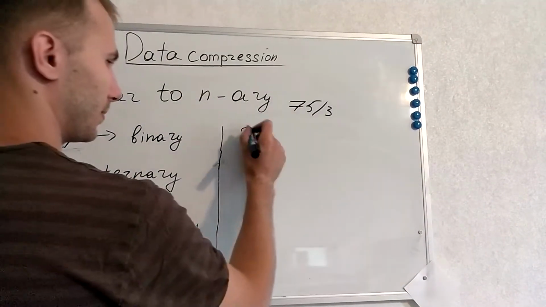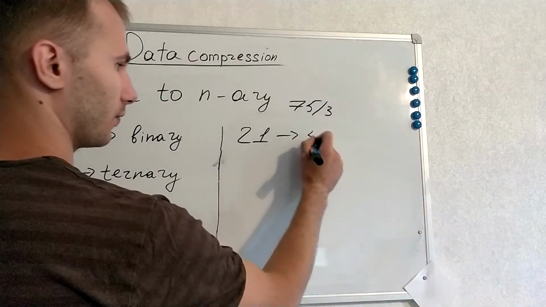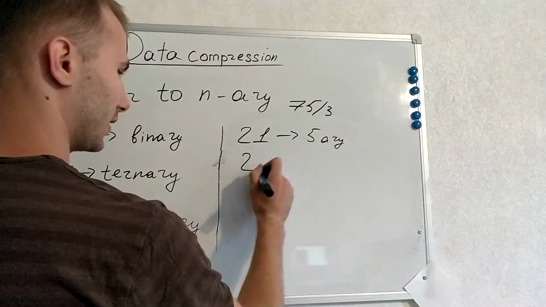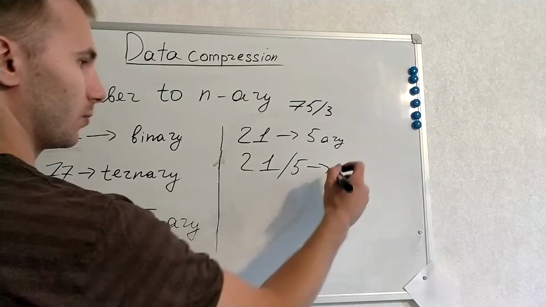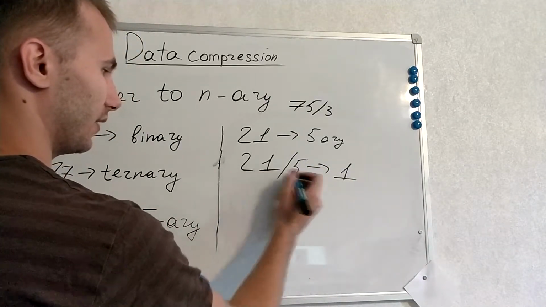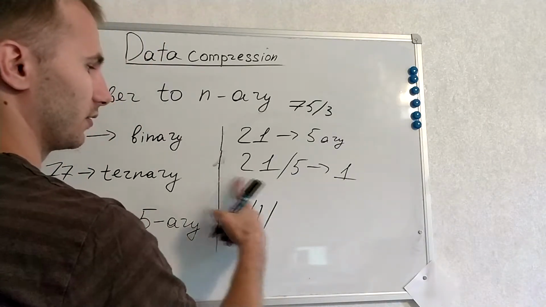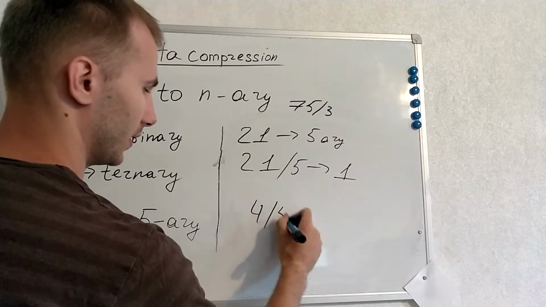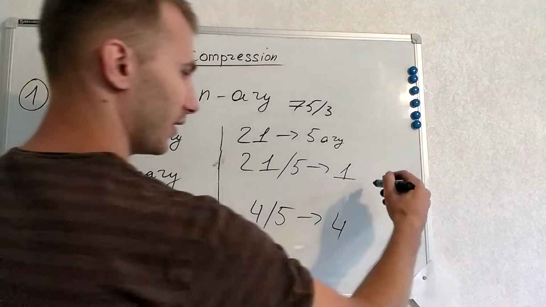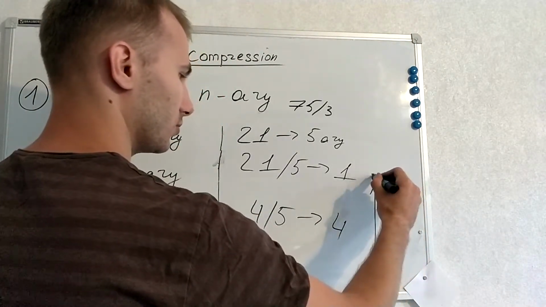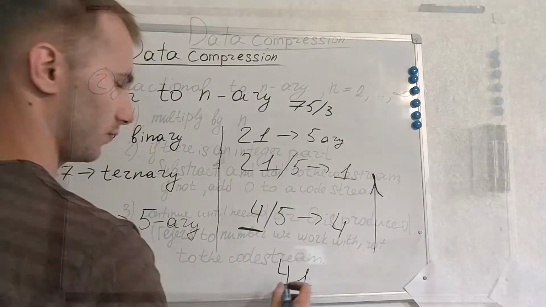Let's make one more example to make it absolutely clear. Let's make a 5-ary code from 21. To do that, once again, we divide 21 by 5. It will produce 1 as a remainder, and at the end it will be 4, because 20 divided by 5 is 4. We divide by 5 and produce 4. We produce this number. And once again, as I said, codes are produced from bottom to top. So the code will be 41.